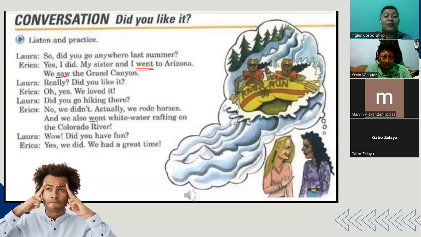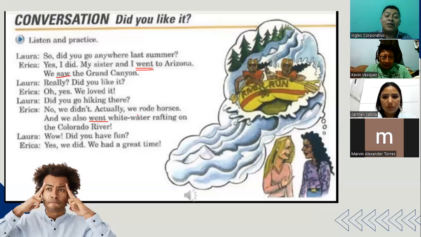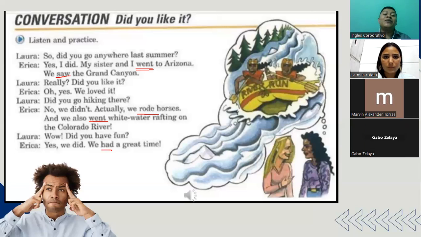Ah, and also we have other one here. Hay dos más. Hay dos más todavía en la conversación. Rode, teacher. Rode. Okay. Rode the horses and had is the other one. Excellent. Those are the irregular verbs.